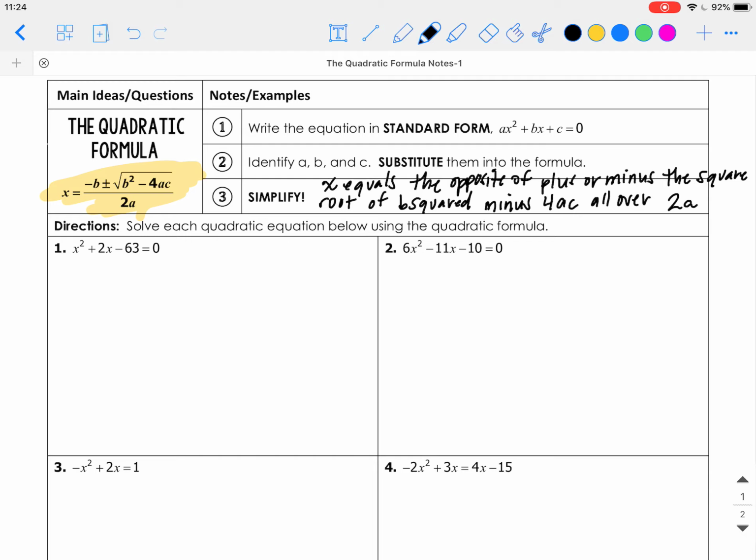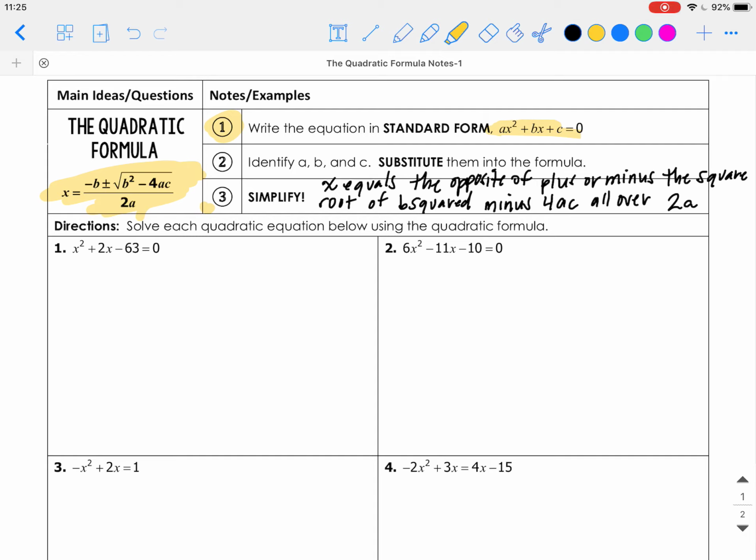So let's go through some of the steps that we need to utilize before we can actually use this formula. Step one, we need to make sure that our equation is written in standard form. So what does standard form mean? Well, we just need to make sure that everything is simplified and to the left of 0. Okay? So if we have terms on the right, we need to go ahead and move them over to the left side. So let's look at number 1, for example. Everything is already on the left side, so we're already good with this first step.